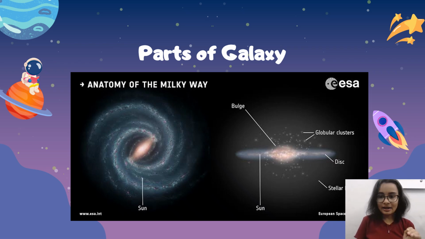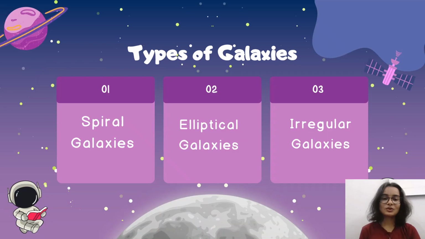And our next part is the halo. The halo is basically a spherical region surrounding our galaxy with old stars and some globular clusters. Next part is the dark matter halo. Let me tell you, it's completely invisible, but it makes up most of the galaxy's mass. Interesting, right? Next, there can be different types of galaxies based on their shape.